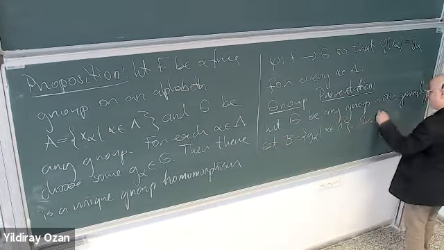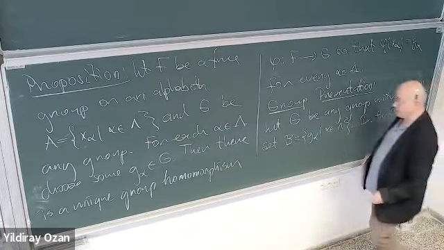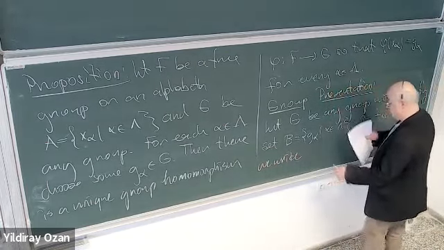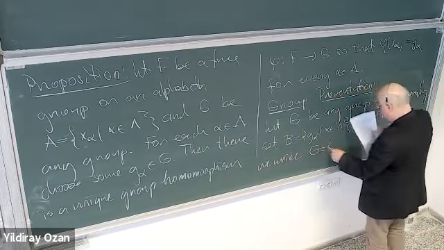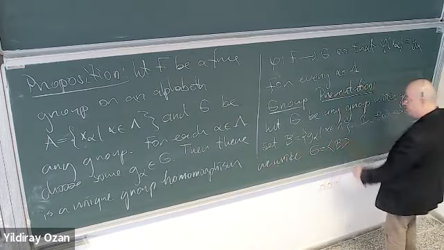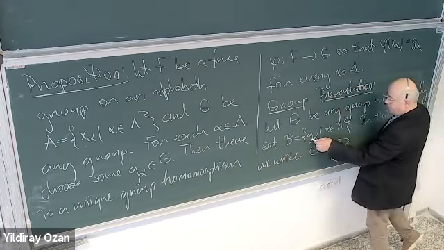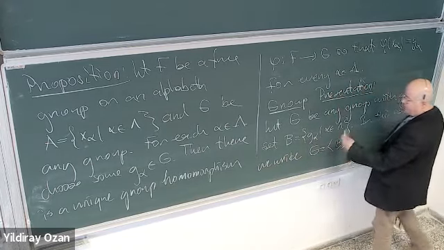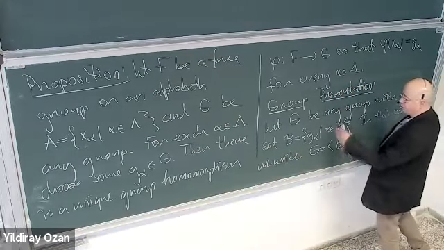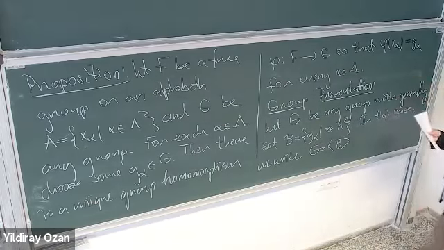So this is a generating set for the group. In this case, we write the following. G is generated by B. So this notation means that this set B is a set of generators for the group G. In other words, every element of G is a product of these G alphas.